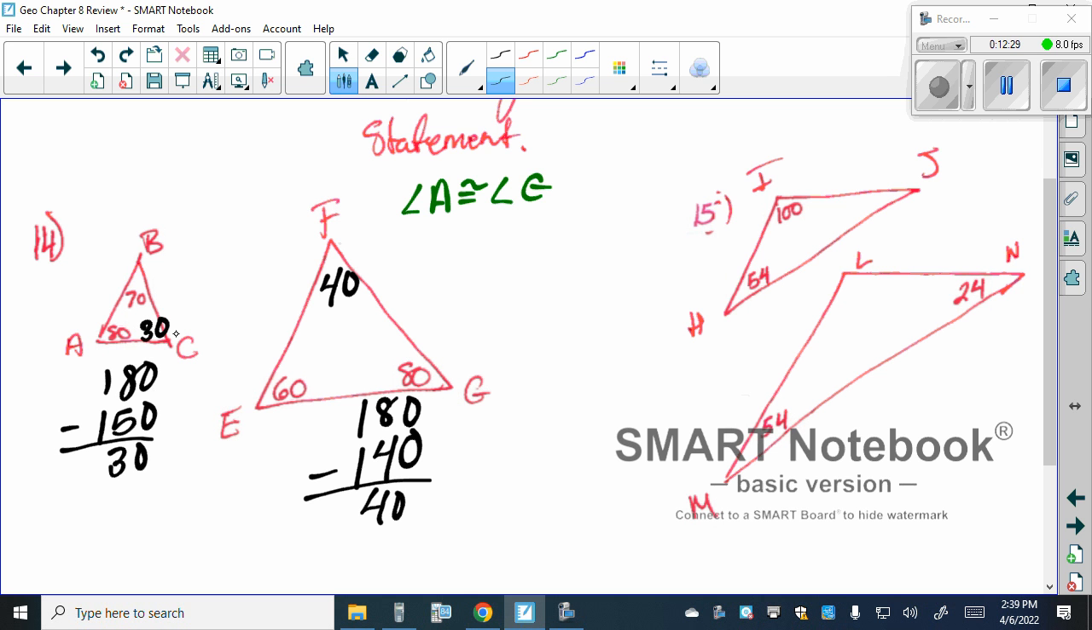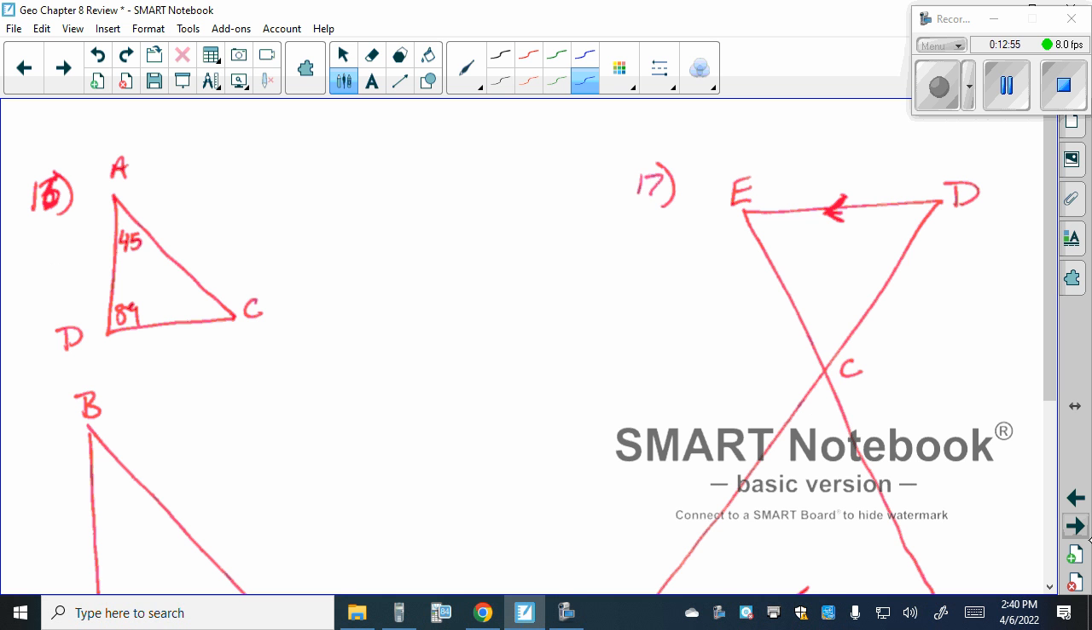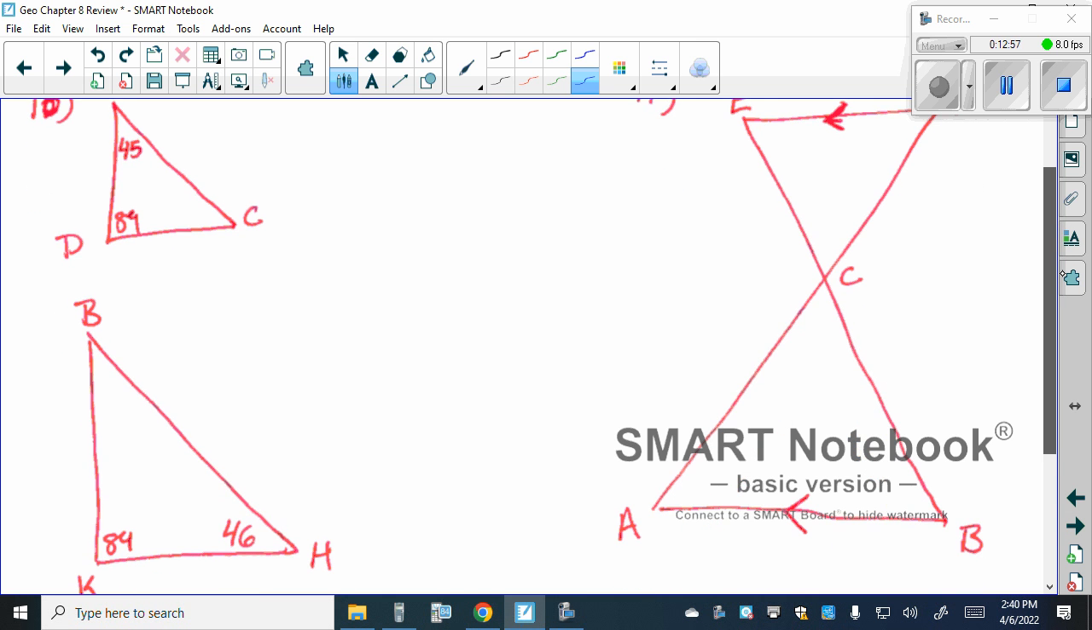So do we have two angles that are congruent? No. So can we say these are similar? Not similar. So those two are not similar. Any other questions on these here? We'll skip 15 for now. We can look at 17, yes.